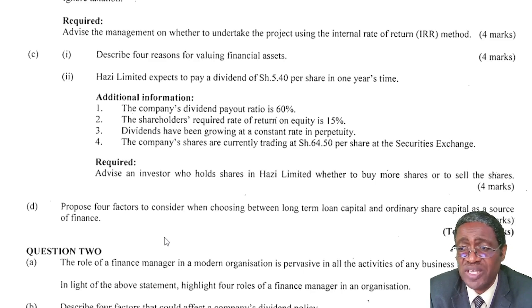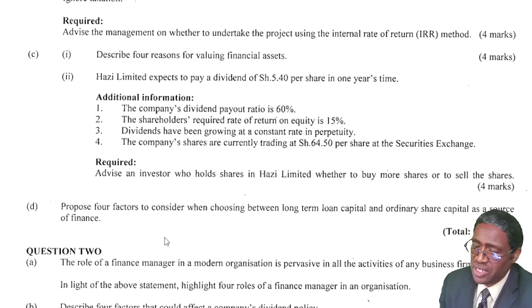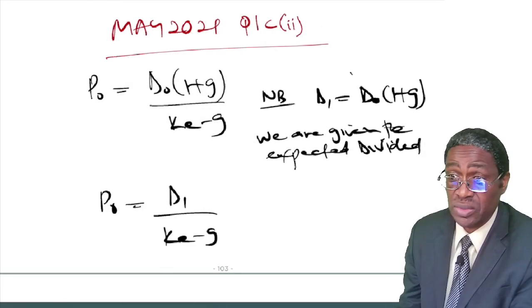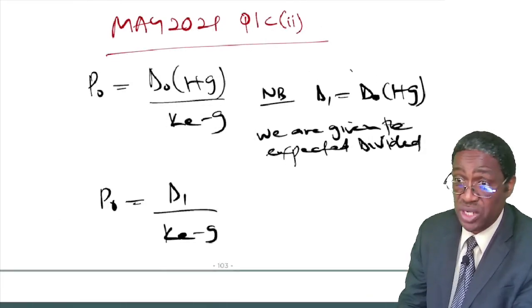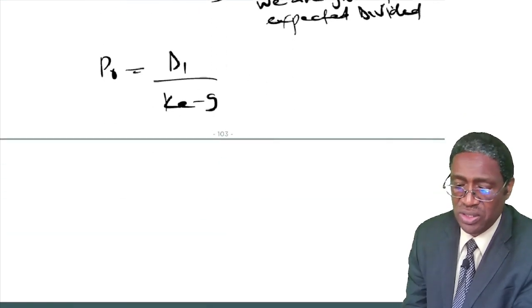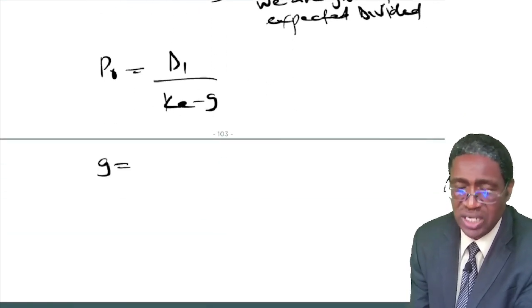Okay? We are given the dividend payout. Then number 2, we are given the return on equity is 15%. Are you seeing it there? The return on equity is 15%. So obviously, this question wants you to use now the second method of computing the growth rate. Good. Let's write G.